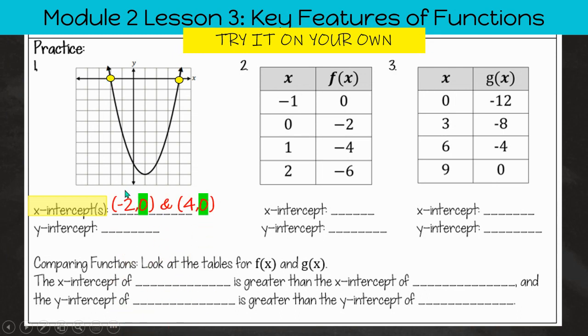So -1, -2. So we have the point -2, 0, and this is 1, 2, 3, 4, 0. Okay, all we're doing, unless they label them, we're going to assume that our vertices are at intervals of 1. Now we have our y-intercept. So where does this parabola cross our y-axis? Right here. And what is the value of that point? Well, 1, 2, 3, 4, 5, 6, 7, 8. It's 8 below the x-axis, so it's going to be 0, -8.